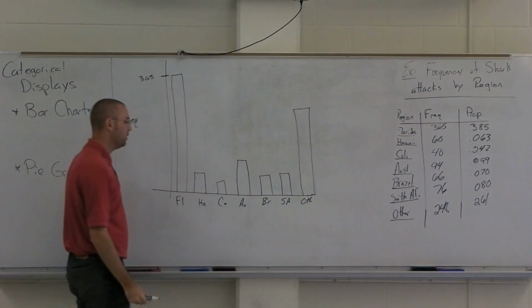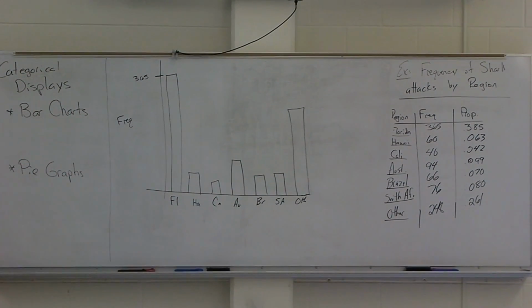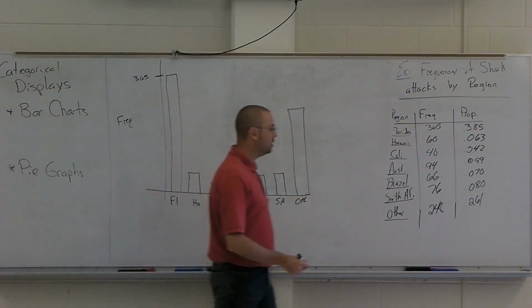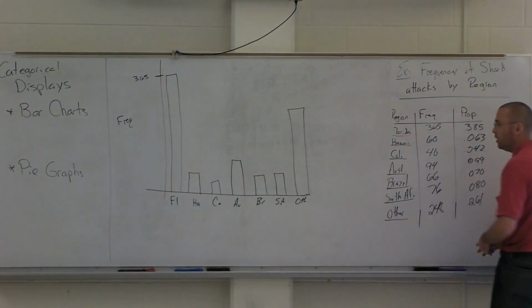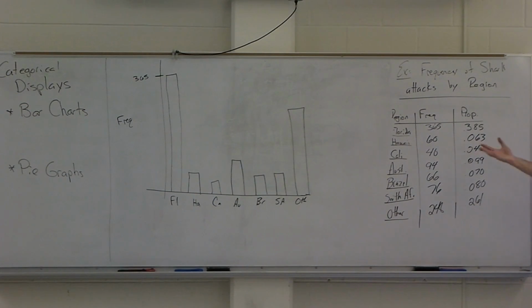All right. And there it is. There is a bar chart for our region of attacks of sharks. Pretty straightforward. No mathematical trickery, no real complicated rules to follow. All we do is we create our frequency table and then we translate all of this into pictures like we have here.